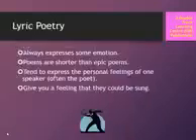Now let's look at lyric poetry. Lyric poetry always expresses some emotion. They are usually shorter than epic poems. They tend to express the personal feelings of one speaker, often the poet. And they give you a feeling that they could be sung.